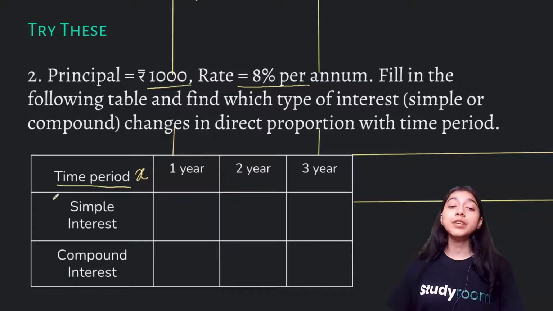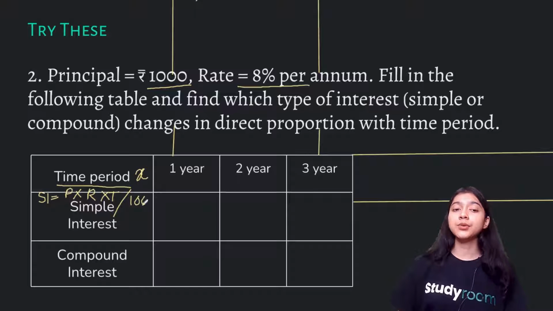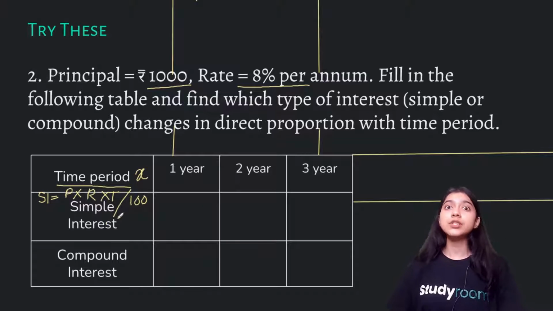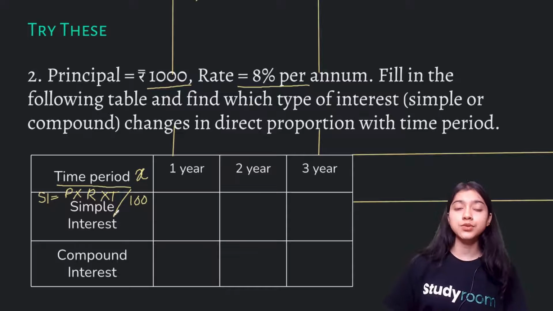For doing this, we have to use the formula of simple interest. So we know that the formula for calculating simple interest is P, that is principal, multiplied by R, that is the rate of interest, multiplied with T, whole divided by 100. So this is the formula for simple interest, P into R into T divided by 100.